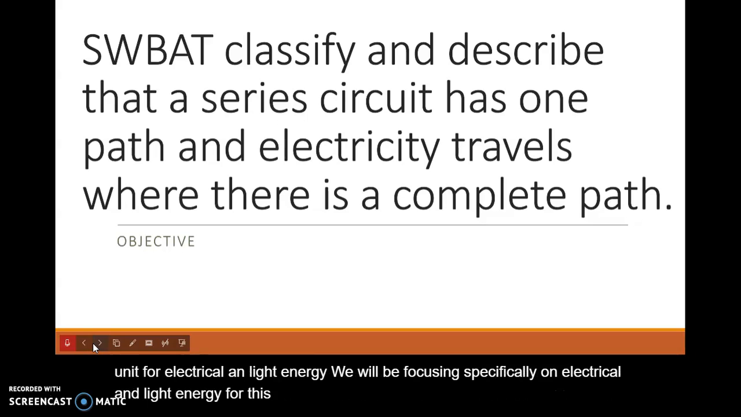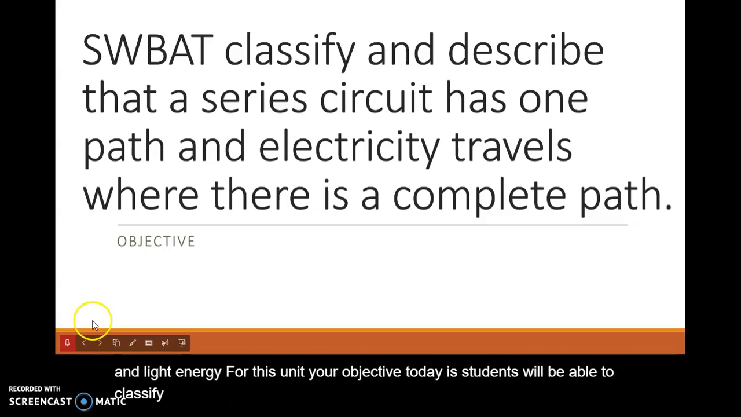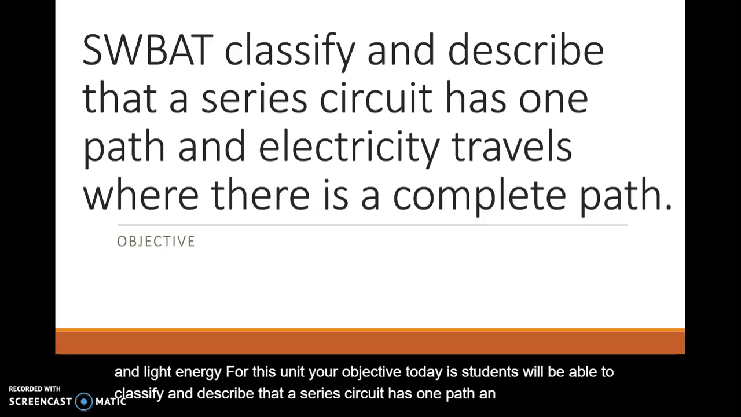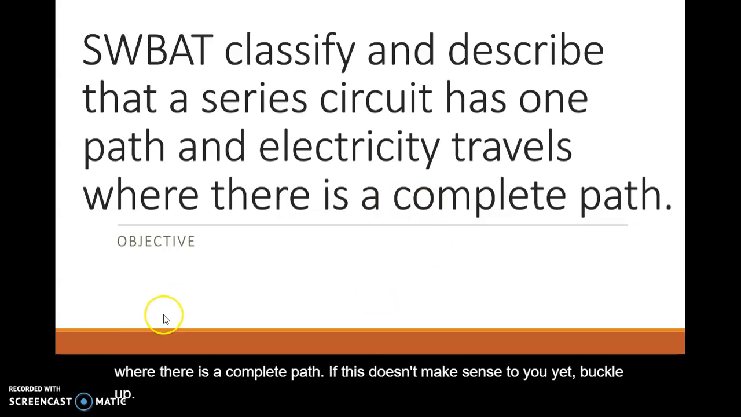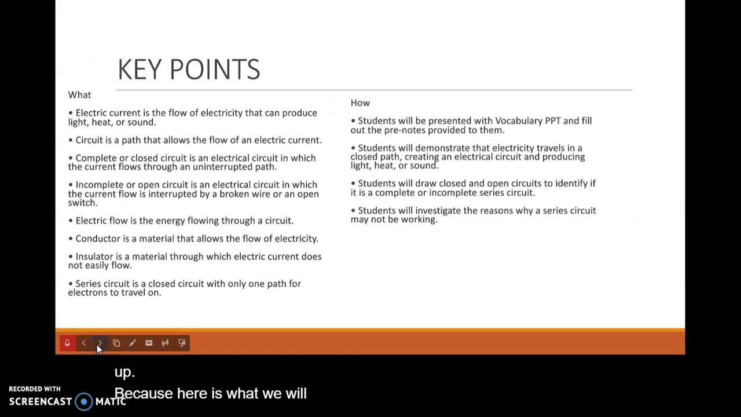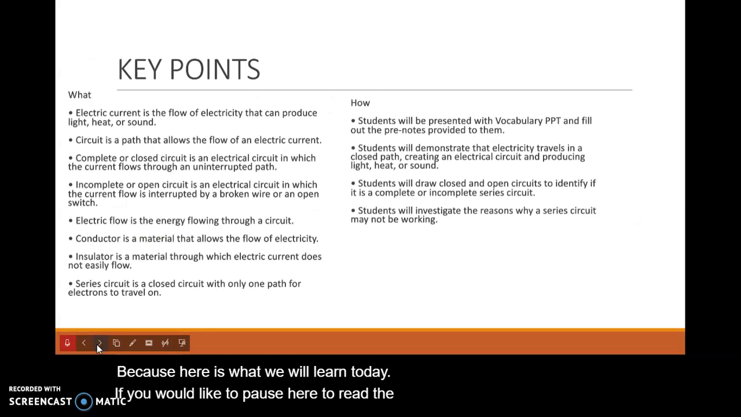Your objective today is students will be able to classify and describe that a series circuit has one path and electricity travels where there is a complete path. If this doesn't make sense to you yet, buckle up because here is what we will learn today. If you would like to pause here to read the key points, teachers, feel free to do so.